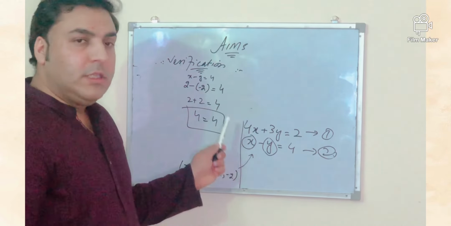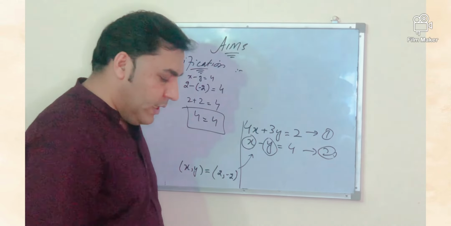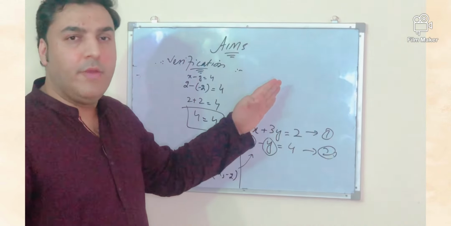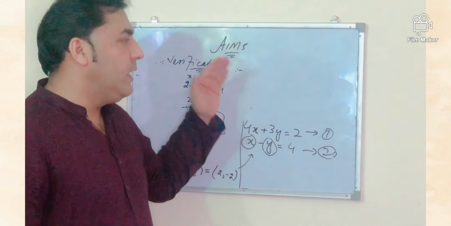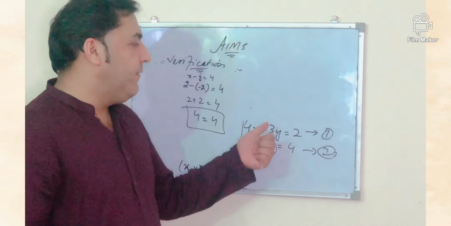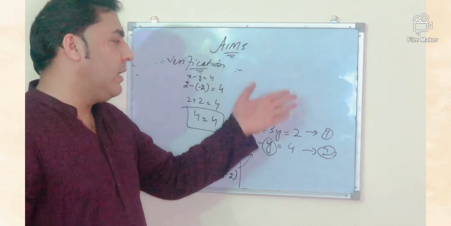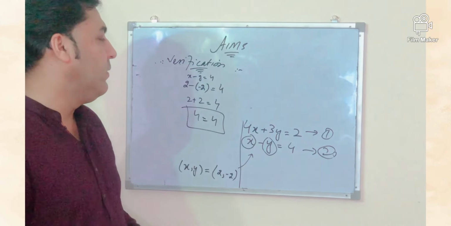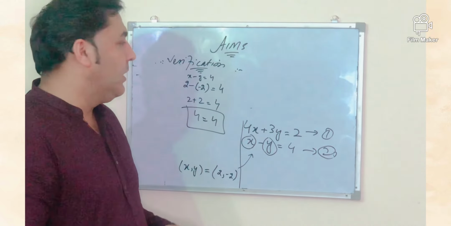So this was the substitution method. If I summarize, in the substitution method we take one variable out, and if we take it from one equation, we put that variable's value in the other equation. Okay, this is the substitution method.